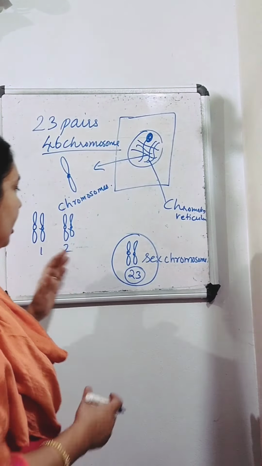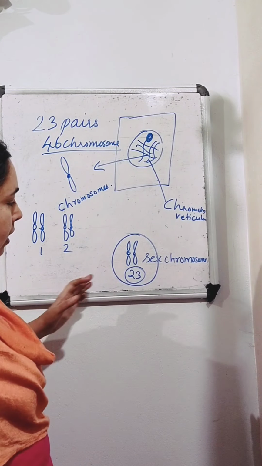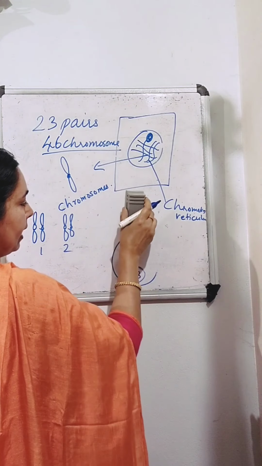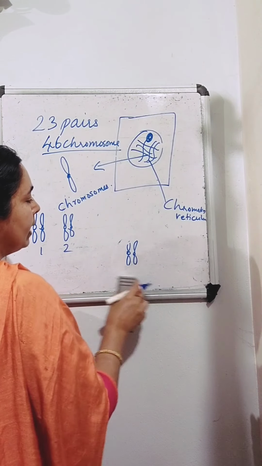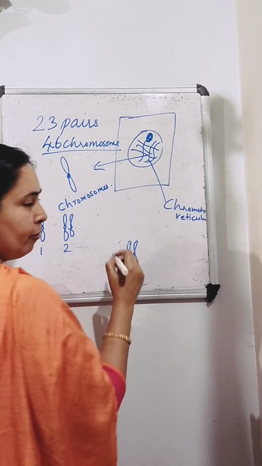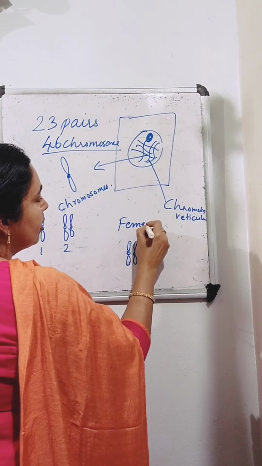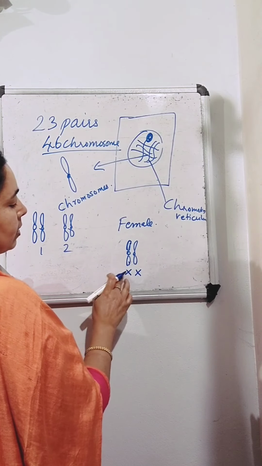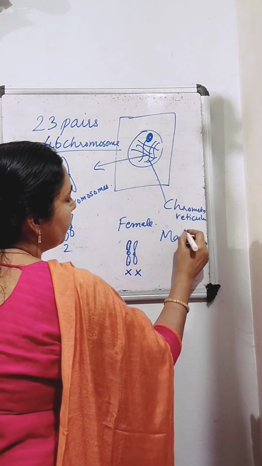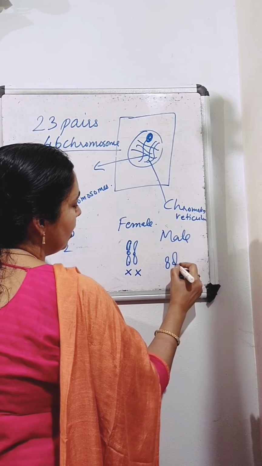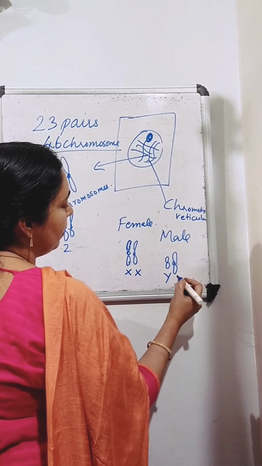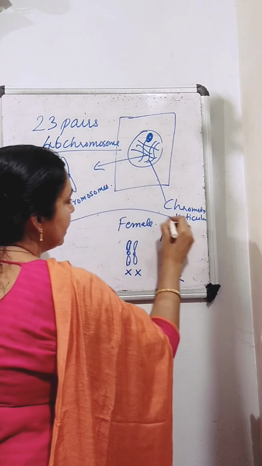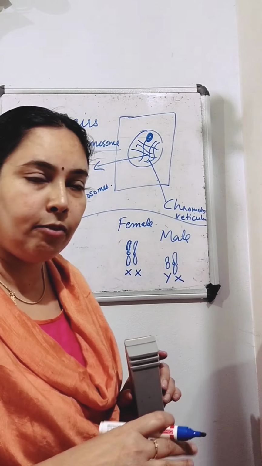The other 22 pairs of chromosomes are similar in male and female, but the 23rd pair is different in male and female. In female, both chromosomes of the 23rd pair are similar, and they are named X. Both are similar, so XX. But in male, one is shorter and the other is longer. The shorter one is named Y, and the longer one is named X chromosome. So 22 pairs are the same in both male and female.